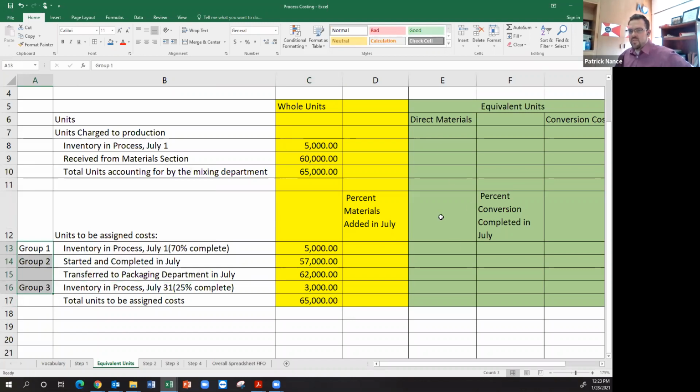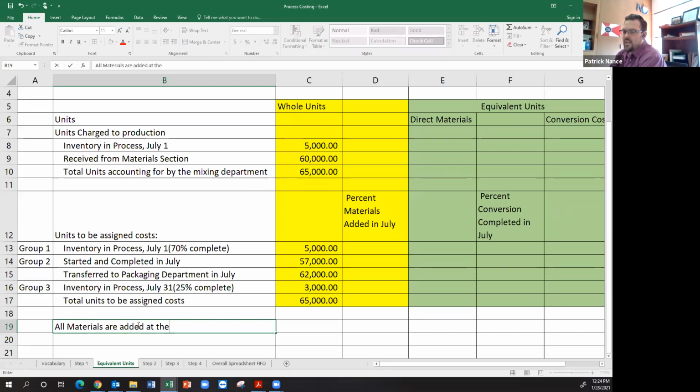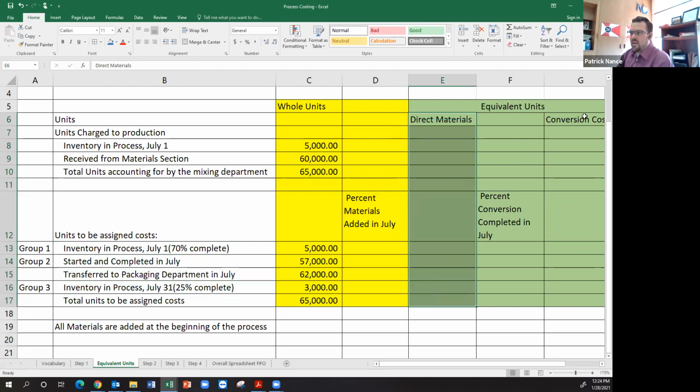So a couple of suppositions, things we assume or assumptions that we have in this problem, is that in this particular process, all materials are added at the beginning of the process. So that means once it is started, the materials are all there. So no additional materials are added, which means these ones that say 70%, 25%, it's not talking about direct materials, which is my column here.